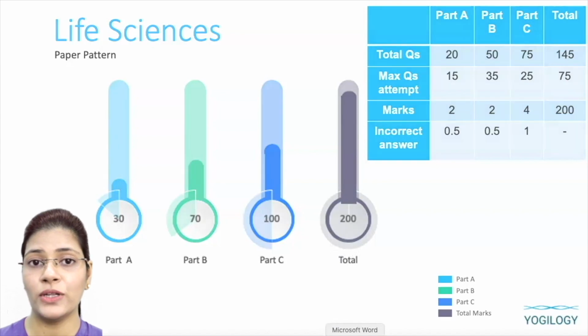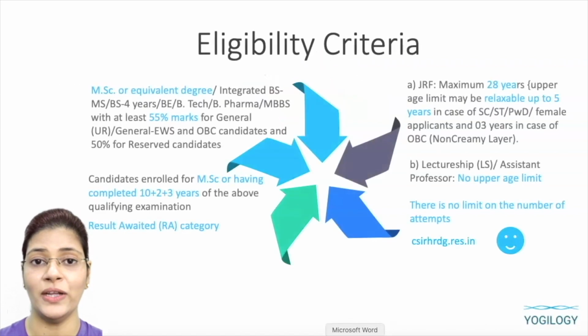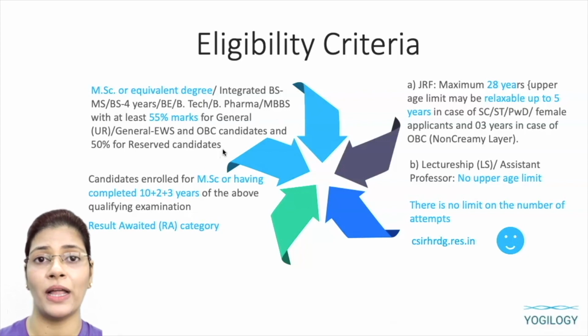Am I eligible for the test? How many times can I attempt this test? Is there any age limit? And how can I apply for the test? Yes, I am going to cover all these questions right away. Students with MSc or equivalent degree, integrated bachelor's and master's, BS, BE, BTech, BPharm, MBBS are eligible to apply for this test with minimum marks obtained 55% and above for general category and 50% and above for reserved category. Students enrolled for MSc or having completed 10 plus 2 plus 3 years can also apply in the results awaited category.